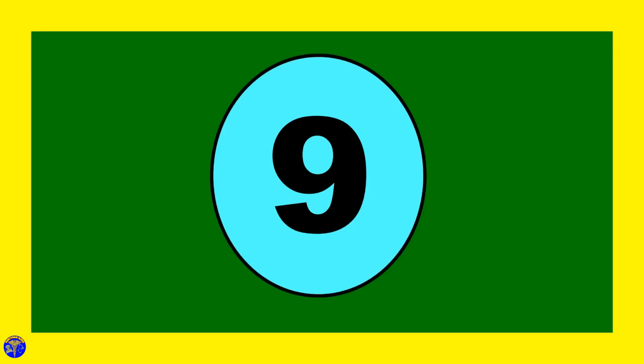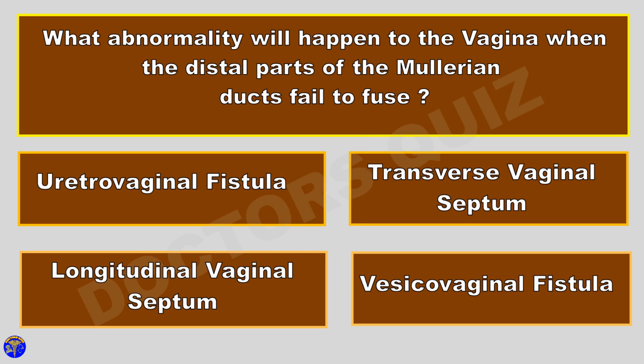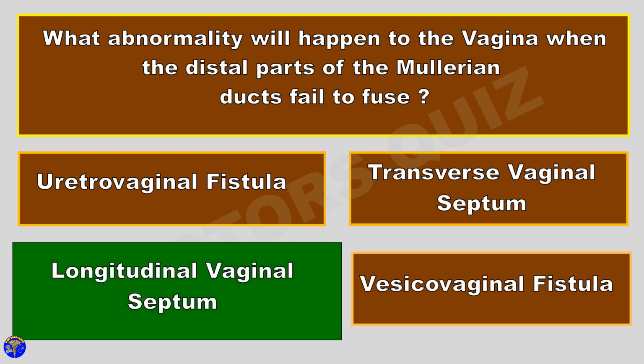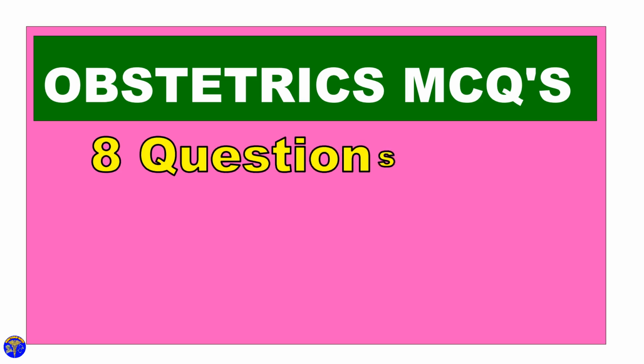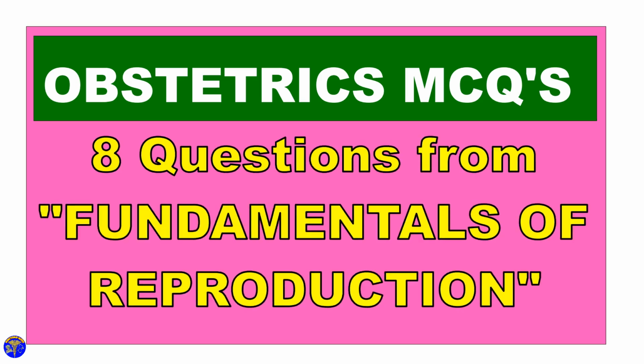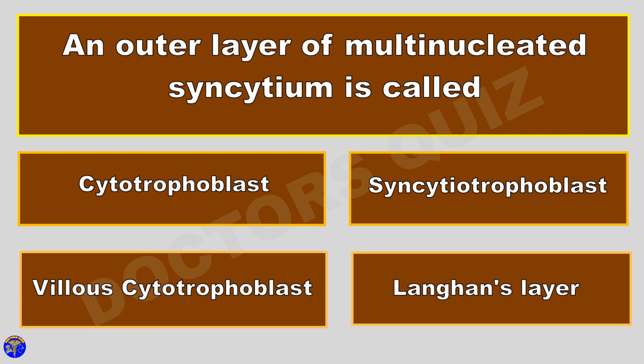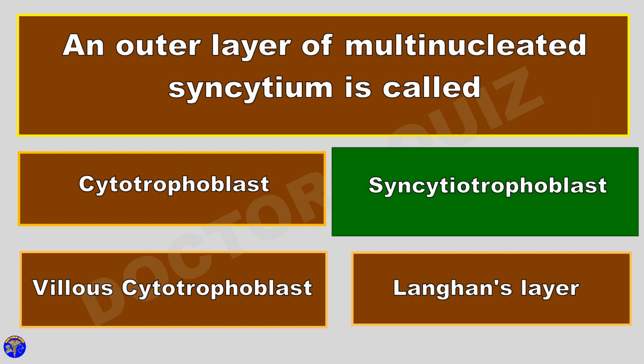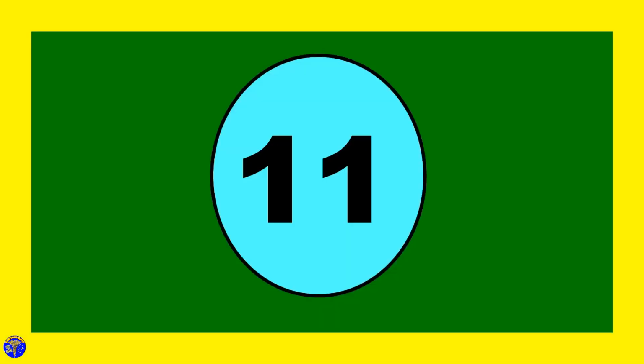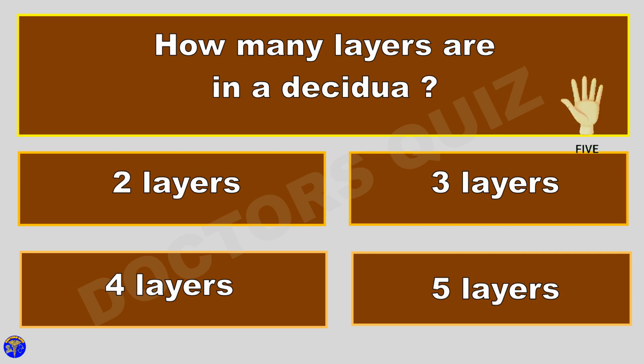What abnormality will happen to the vagina when the distal parts of the Mullerian ducts fail to fuse? Longitudinal vaginal septum. An outer layer of multinucleated syncytium is called syncytiotrophoblast. How many layers are in a decidua?